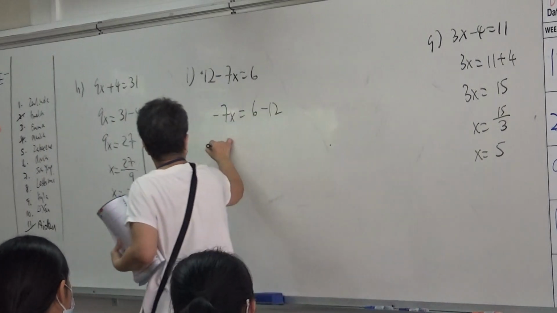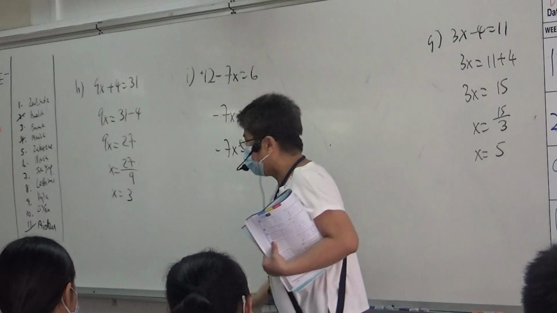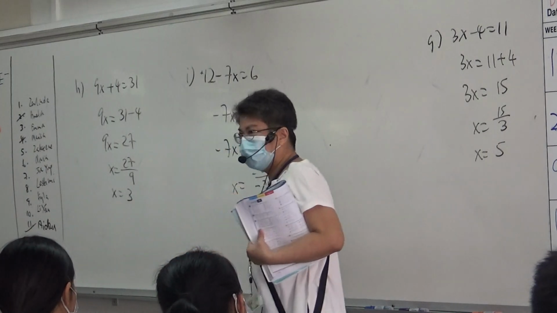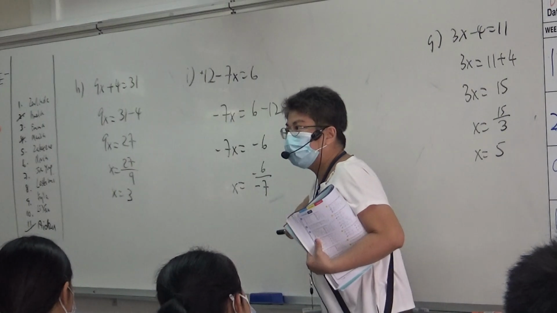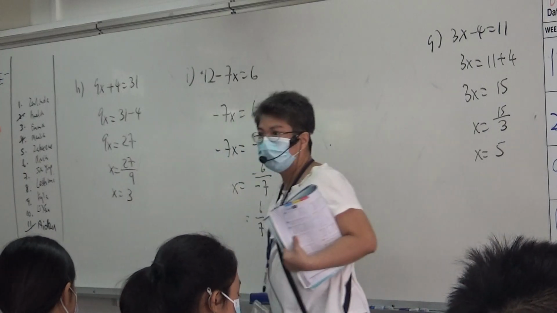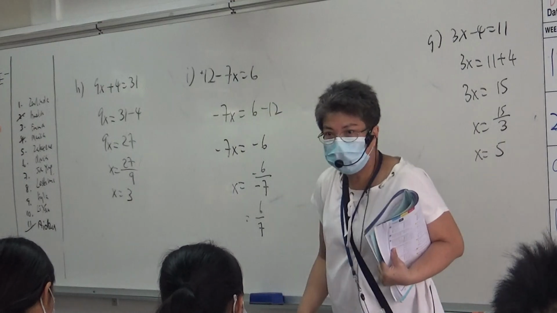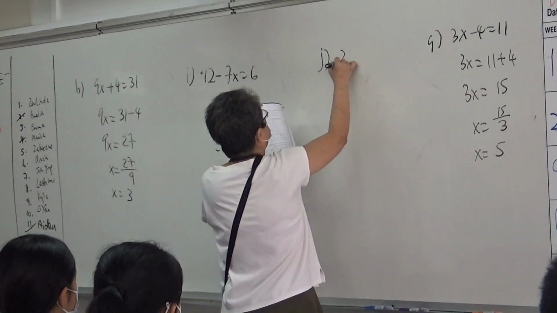Okay, so this is negative 7x equals to negative 6, right? So what is my x? Negative 6 over negative 7. Will you leave it like that? Negative and negative becomes what? Positive. So this one is actually 6 over 7. Everybody clear? Everybody clear? Okay, that's your I, J.